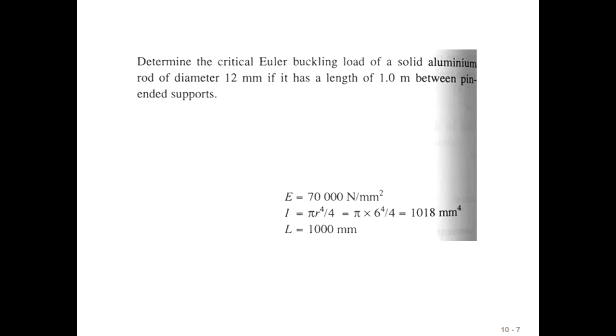So here's an example, which I believe you might have in your handbook. Oh, that was very nice of me putting it there. So determine the critical load. You know, it's got the word Euler there, just so that you know which formula you're going to be using, of a solid aluminium rod. It's a circular rod of diameter 12 millimeters. If it's got a length of 1 meter between pin-ended supports, so either side between pins.